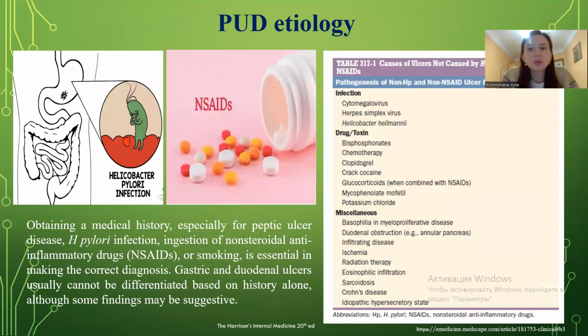And etiology. Obtaining a medical history, especially of peptic ulcer disease, Helicobacter pylori infection, ingestion of non-steroidal anti-inflammatory drugs, or smoking is essential in making the correct diagnosis. Gastric and duodenal ulcers usually can be differentiated based on history alone, although some findings may be suggestive.